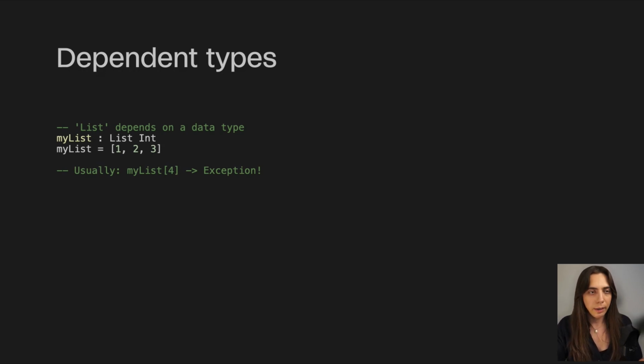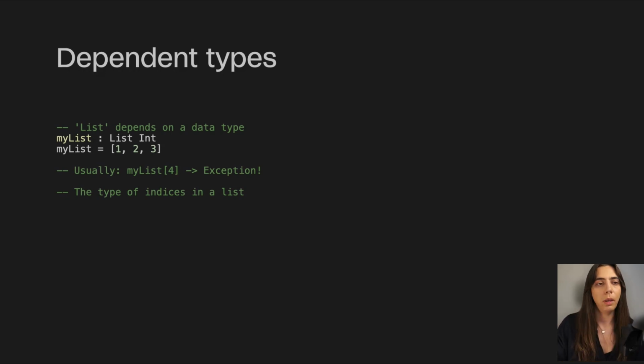But with dependent types, we can actually define types that depend on values from other types, not just on types. List depends on a type. You give it a type, int, and it produces a type. But with dependent types, that means that you're giving it a value, like an int or a list in my case that I will show, and that gives you a new type. So for instance, that means that we can define the type of indices in a list.